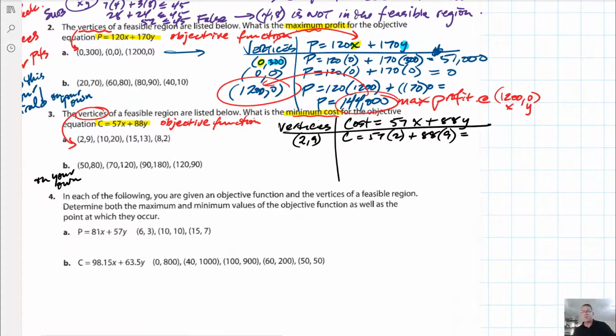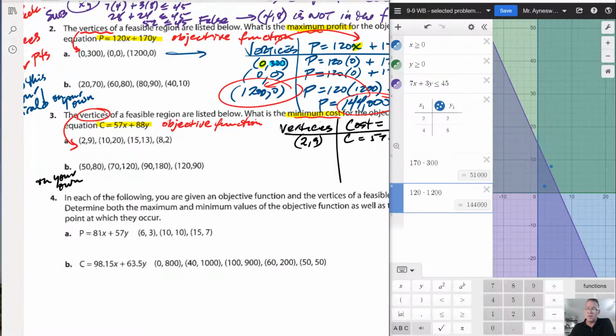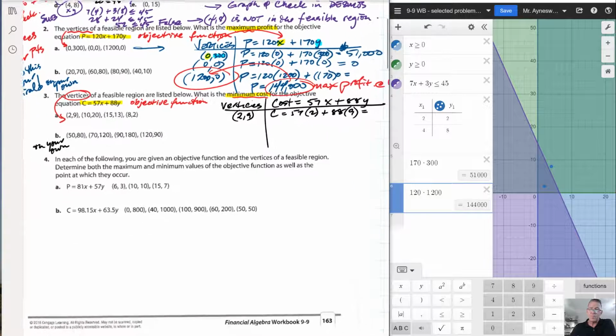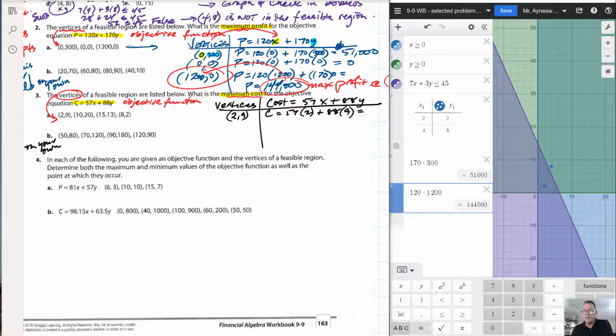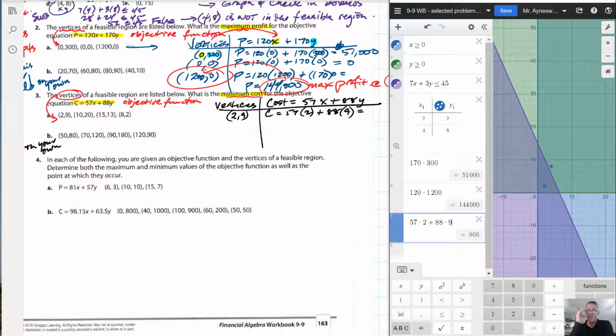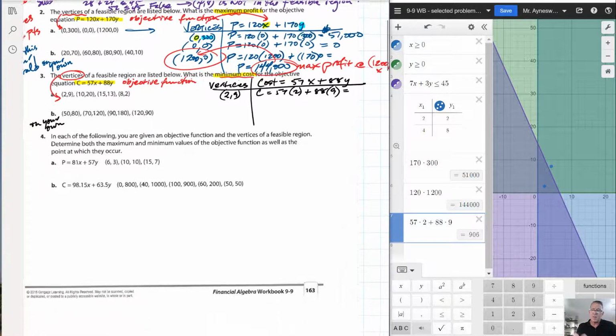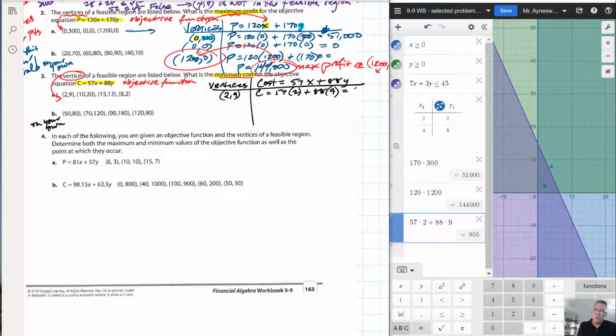Okay. Now I'm going to pause here. You can do this in Desmos the long way. All right. Okay. So one way to do this is to simply type in 57 times 2. All right. And then add 88 times 9. Okay. You could do it this way. And you get 906. Okay. $906. So $906. That's your cost.